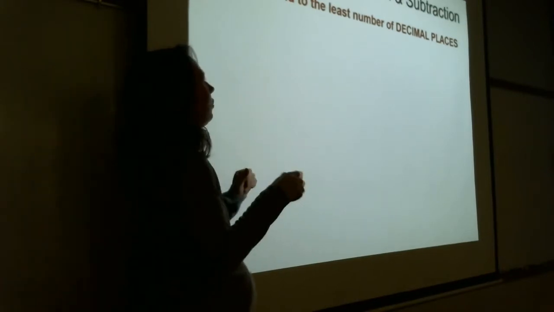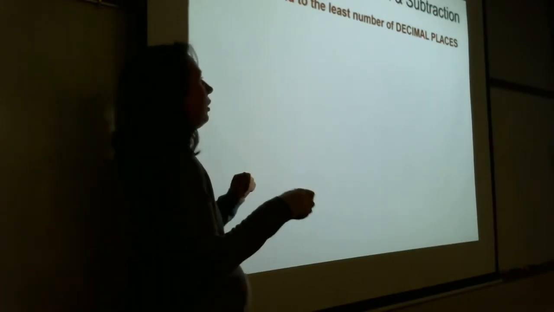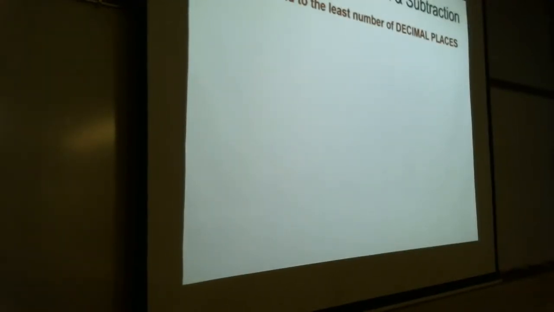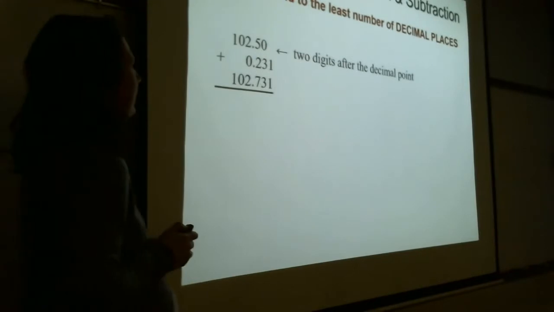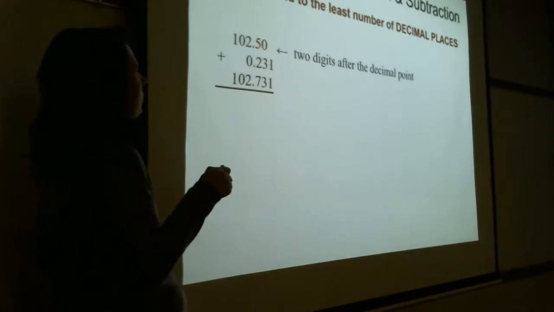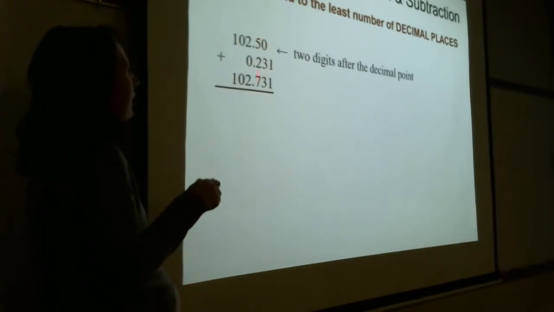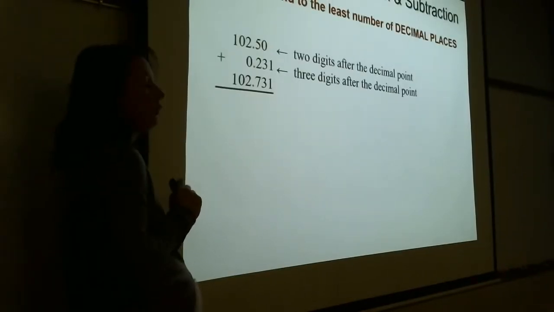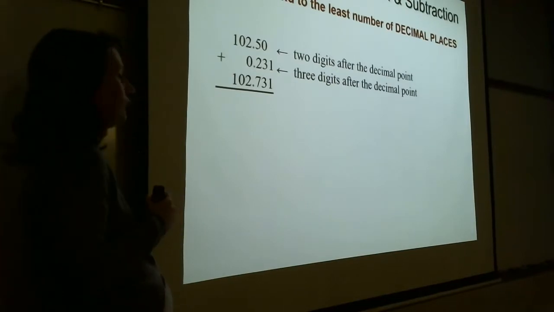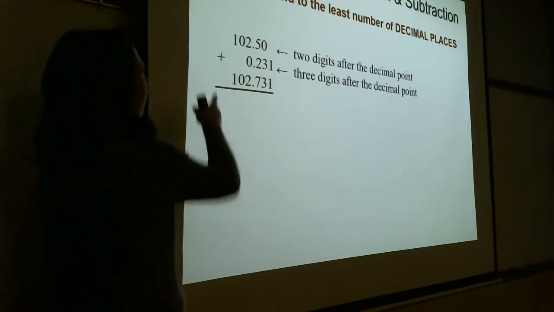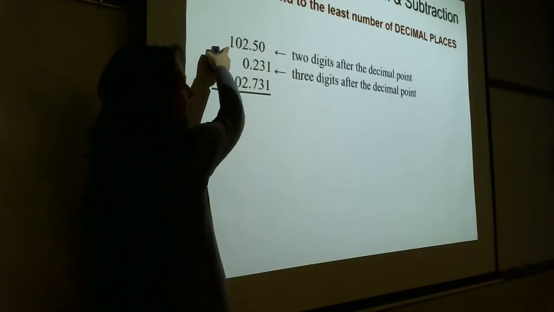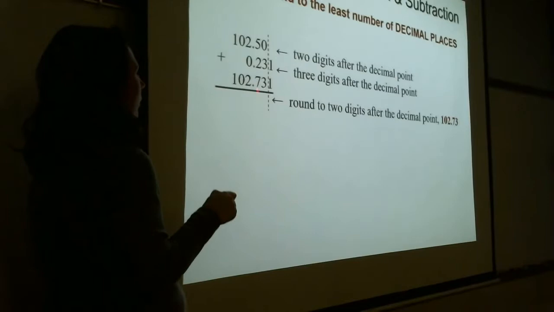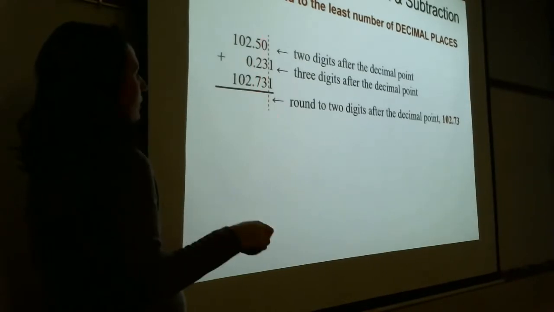So then you need to round your final answer to the least number of decimal places. Decimal places are what we go by when we add or subtract. So if I'm adding these three numbers, this one's got two digits after. Both of these have three. So how many decimal places will my final answer have? Two or three? Two, right? Because I'm only as good as my worst measurement. And when I'm adding or subtracting, I round to the least number of decimal places.